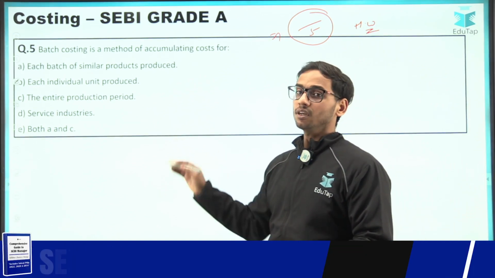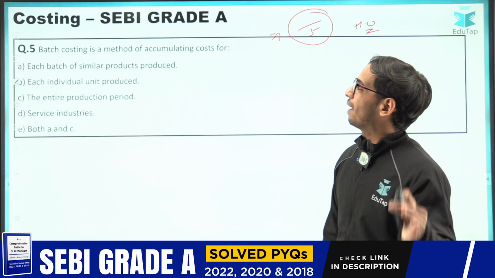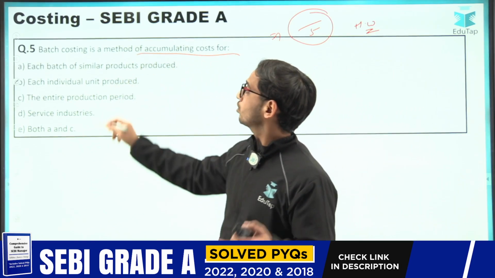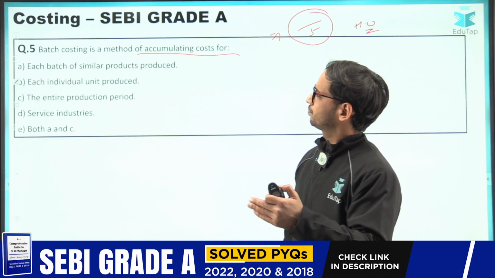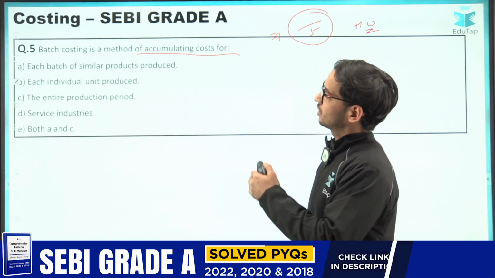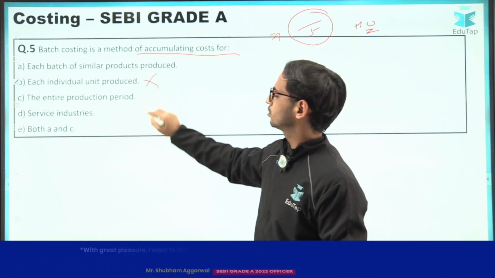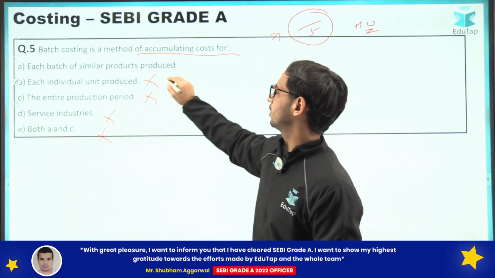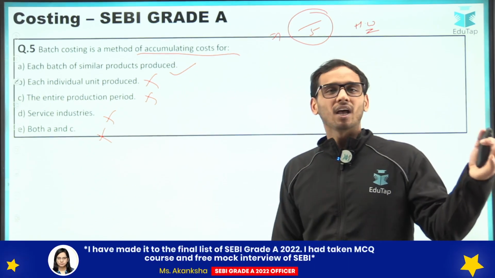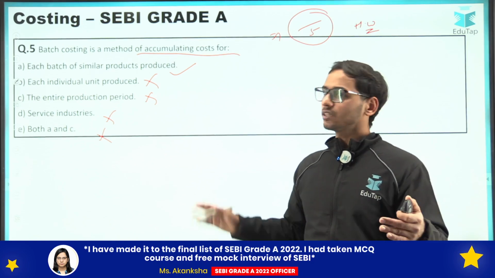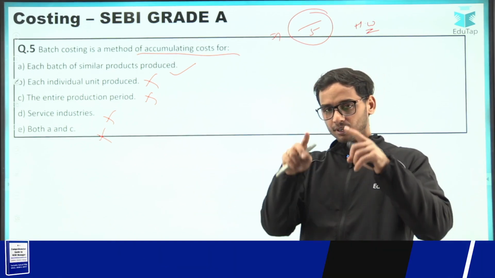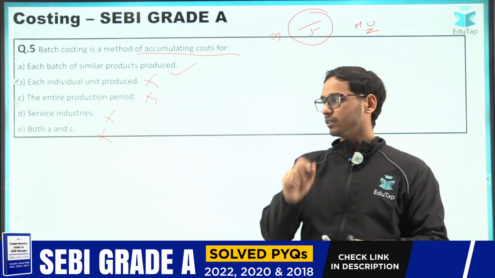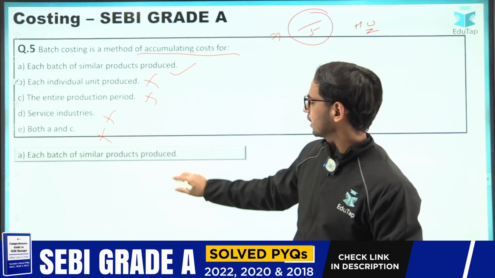First, let's focus on the fifth question that says batch costing is a method of accumulating cost for each batch of similar products produced. Each individual unit produced, this is not right. The entire production period, no. A service industry, no. So the correct option here is very easy, option number A. I have already discussed this with you, that in each batch we have similar products, right? So option number A is correct.